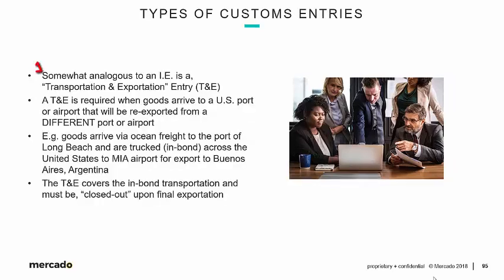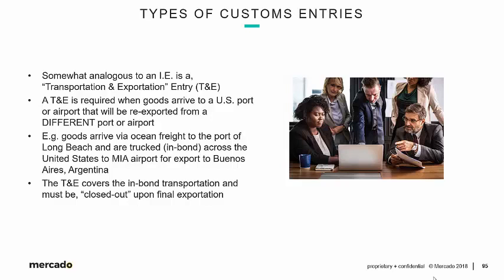Last slide. Somewhat analogous to an immediate export is what's called a T&E, a transportation and exportation entry. There's one big difference between the two. Let's see what that is. A T&E is required when goods arrive to a U.S. port or airport that will be re-exported from a different port or airport. It's not goods arriving into LAX and being transferred 500 yards to another airline at LAX. It's merchandise coming into one port or airport and being transferred to another port or airport.